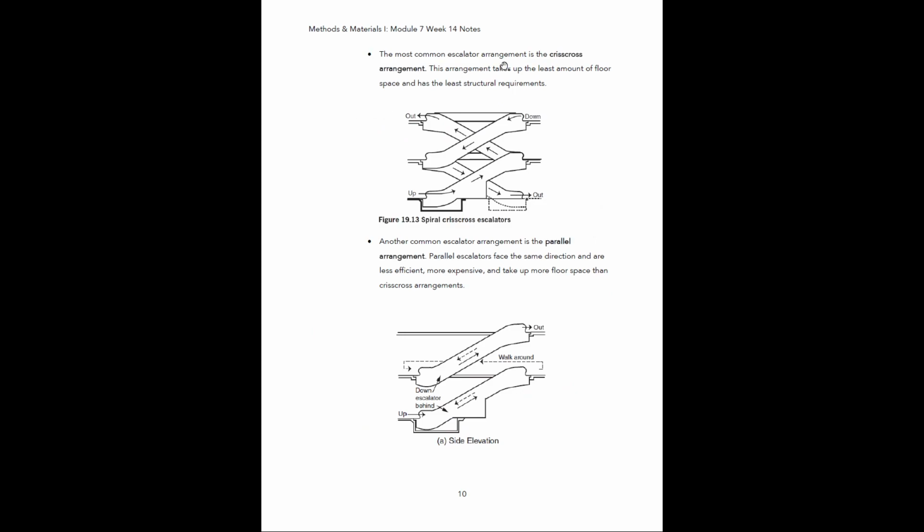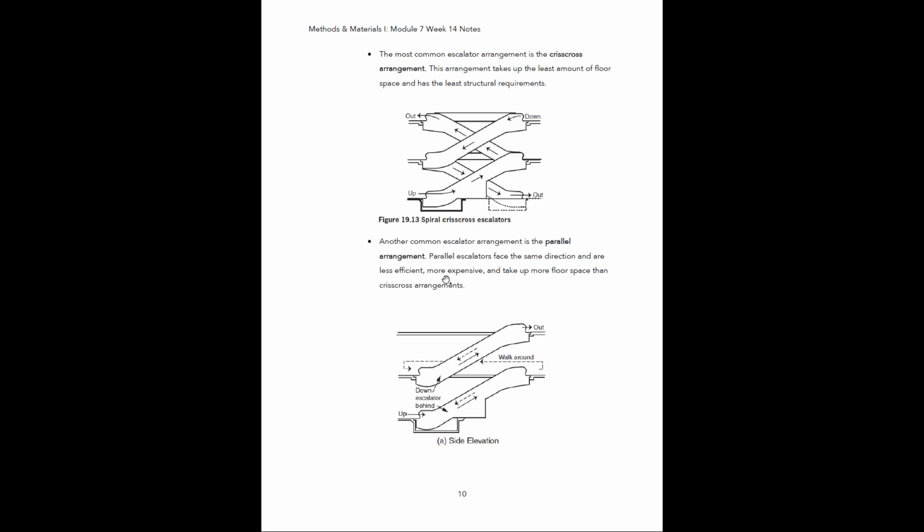The most common arrangement for escalators is the crisscross arrangement. This arrangement takes up the least amount of floor space and it has the least structural requirements. So here's a diagram of what a spiral crisscross escalator will look like. Basically, the up and down escalators are opposite of one another and they're sort of overlapping. All right, so we're going to be going up this way and then up this way. Then we want to get down. We're going to walk around and then go down and go down. So you have one set that's dedicated to just going up and one set that's dedicated to just going down.